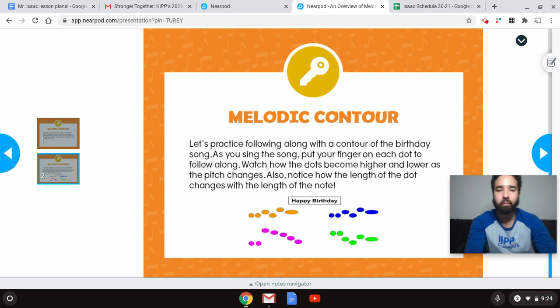Okay. Moving on to the next slide, go ahead and click the second slide if you're following along, which you should be. Let's practice following along with a contour of the birthday song. As you sing the song, put your finger on each dot to follow along. Watch the dots become higher and lower as the pitches change. Also notice how the length of the dot changes with the length of the note.